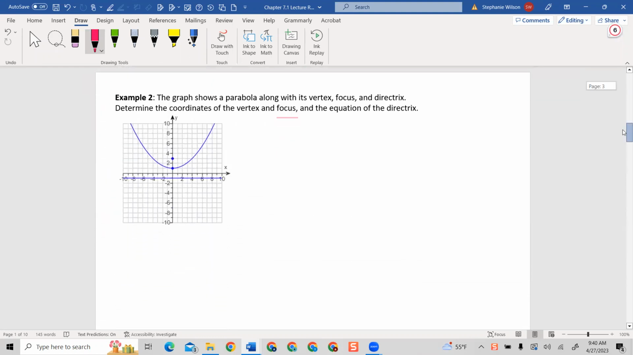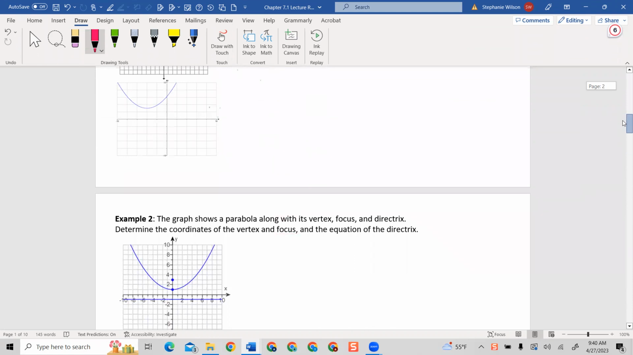So those just have a really good image of it. This one here, I pulled from the online graphing.